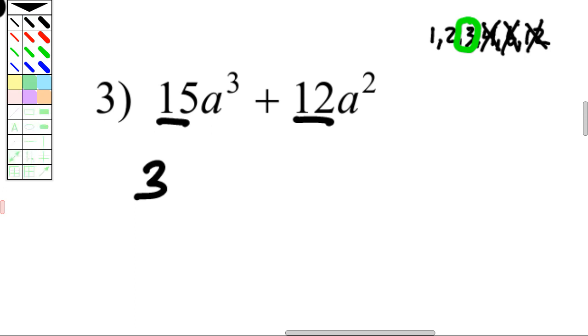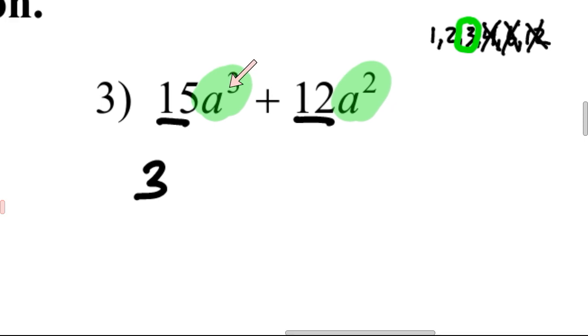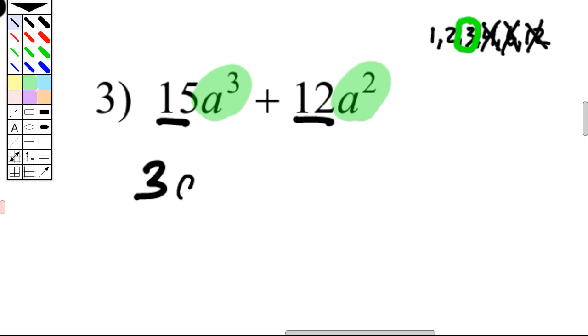Then I look at my variables. Well, he's got 3 a's, a times a times a. He's got 2 a's, a times a. Now I'm going to take as many of those a's out as I can. The only rule is they both got to have it. So someone's going to say, I'm going to take out a to the third, because I'm going to take the most out, right? No, the rule is it's got to be common. In other words, they both got to have it.